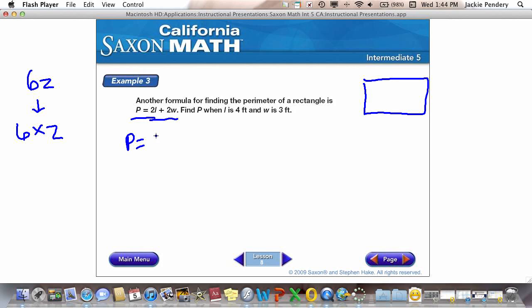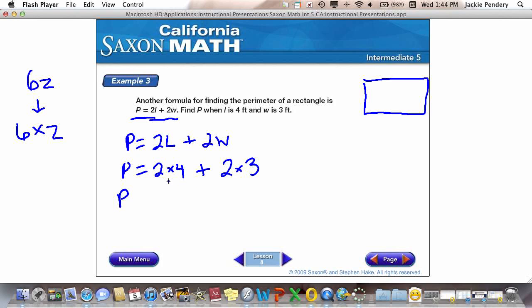So to write this, P equals 2L, or 2 times the length, plus 2W, or 2 times the width. So now we're going to substitute when L is 4 feet. So P equals 2 times 4 plus 2W, or 2 times 3 feet. 2 times 3. Now I solve using PEMDAS.